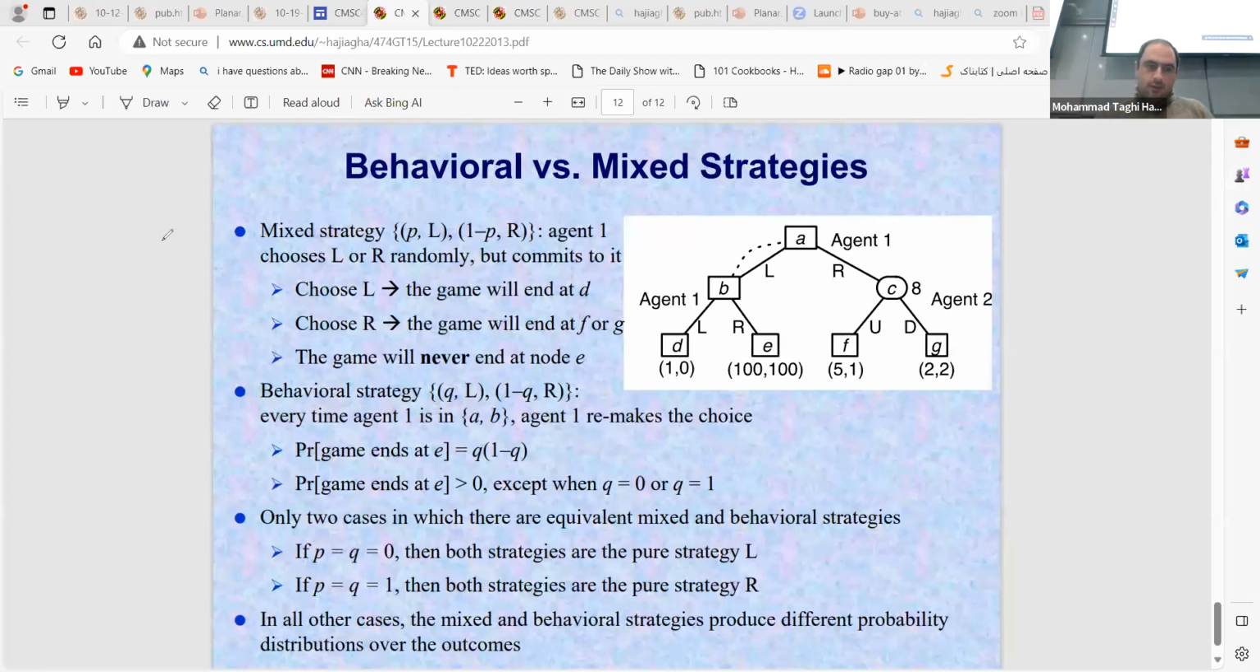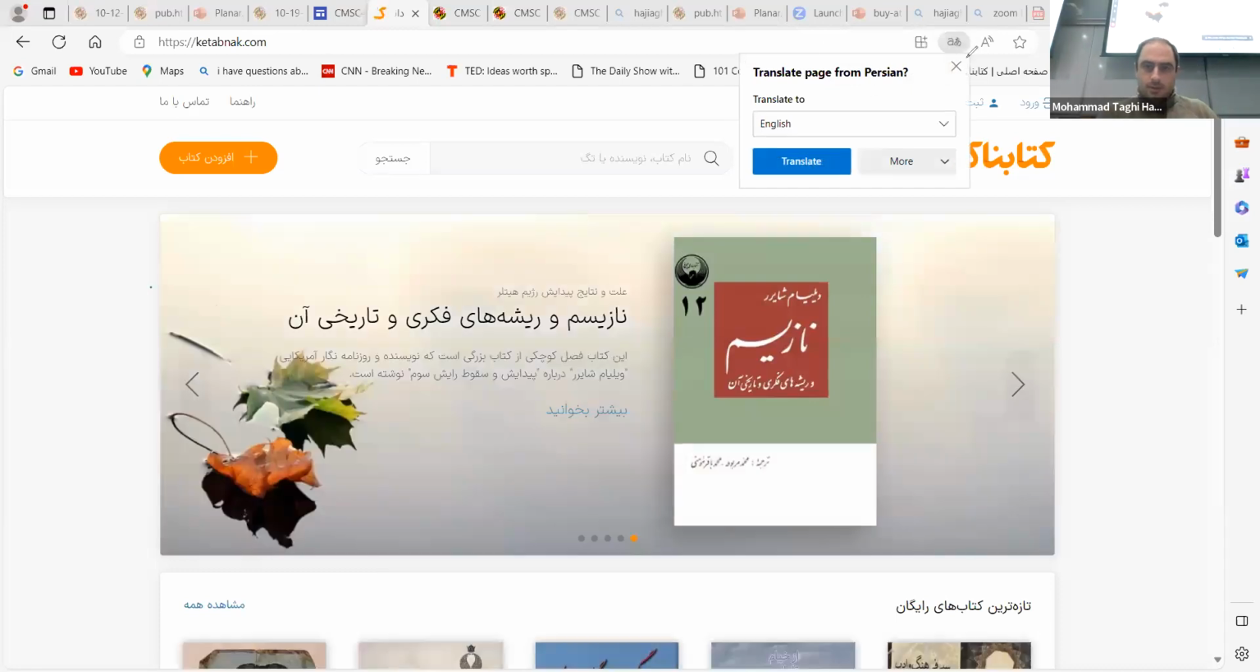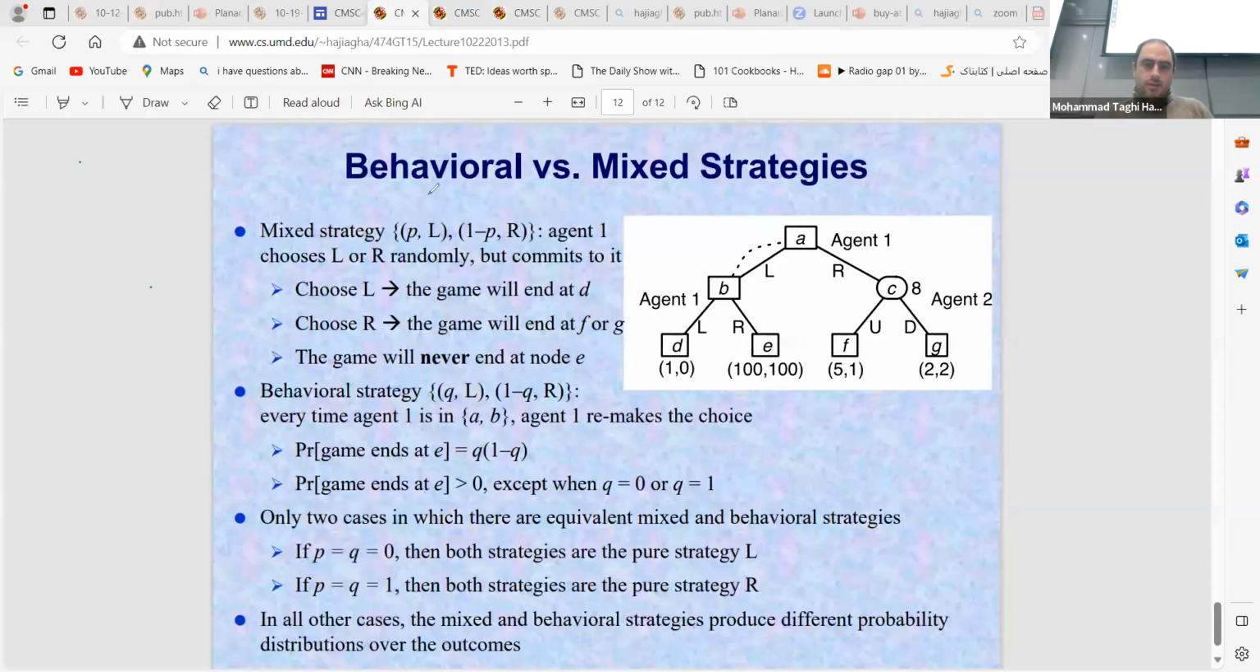Yeah, thanks for the question. Yes, this was actually correct. So here we had this one: if P and Q are equal to 1 here, then we get a pure strategy L, and if it is 0, then we get the other pure strategy. So that's the case.